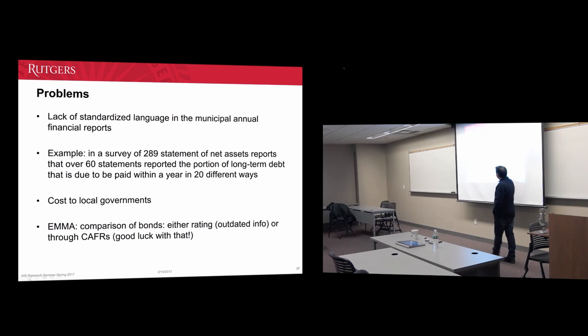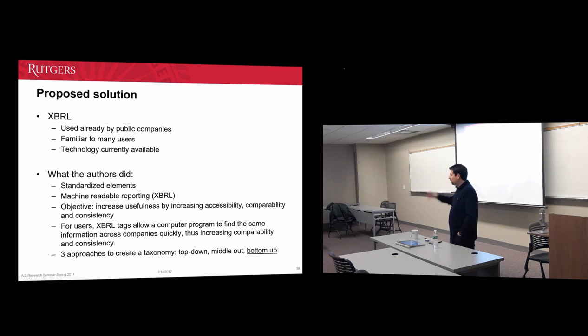It's much more difficult. And EMMA is the database where municipalities who issue bonds have to file their CAFR statements. Sometimes they provide ratings, sometimes the data is very outdated, or they simply provide the data through CAFR statements. So what they did was they proposed and created a taxonomy, used it in XBRL, and standardized it. What they tried to do was increase transparency and comparability across entities. They used a bottom-up approach where they looked at whatever had been done and tried to build on top of it.